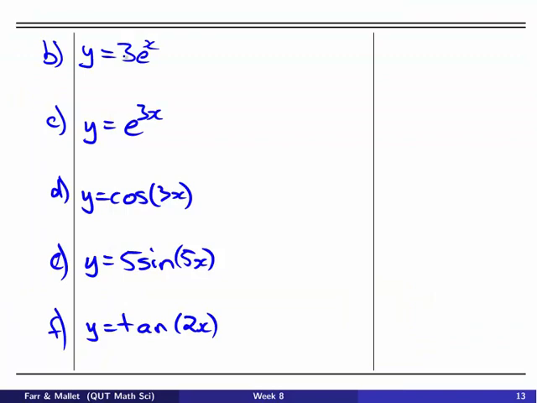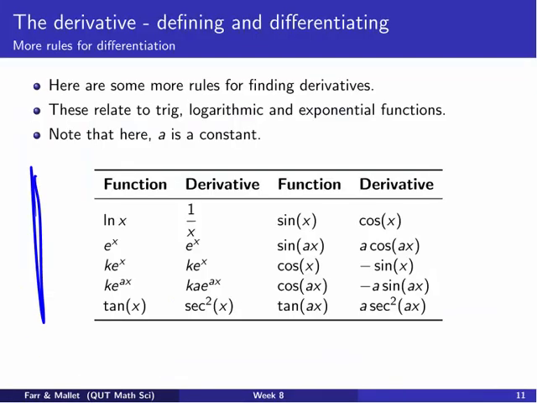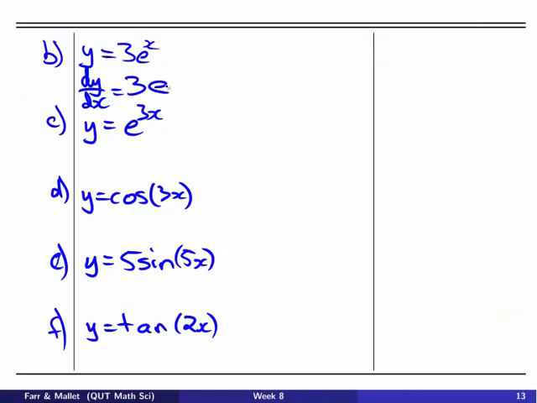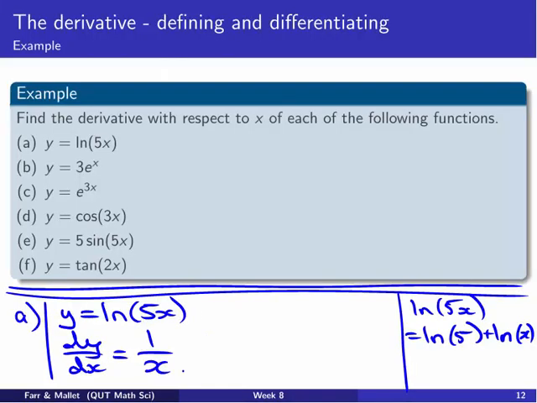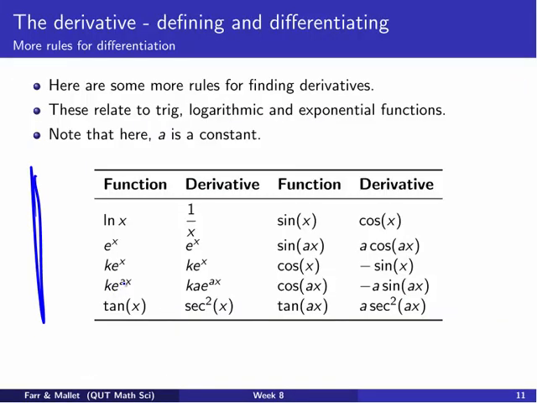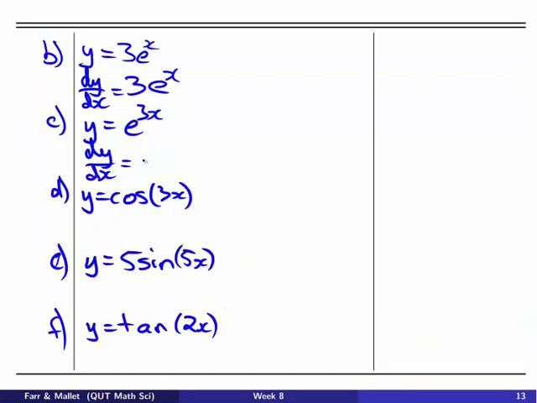Then we have y equal to 3e to the x. Well, this is just 3 multiplied by e to the x, so the derivative is going to be 3 multiplied by the derivative of e to the x. Our rules tell us that the derivative of e to the x is actually e to the x. Y equal to e to the 3x, then dy dx equals, looking back, we have e to a constant multiplied by x. We bring that constant out the front and write e to the same constant x. So we have 3 e to the 3x.